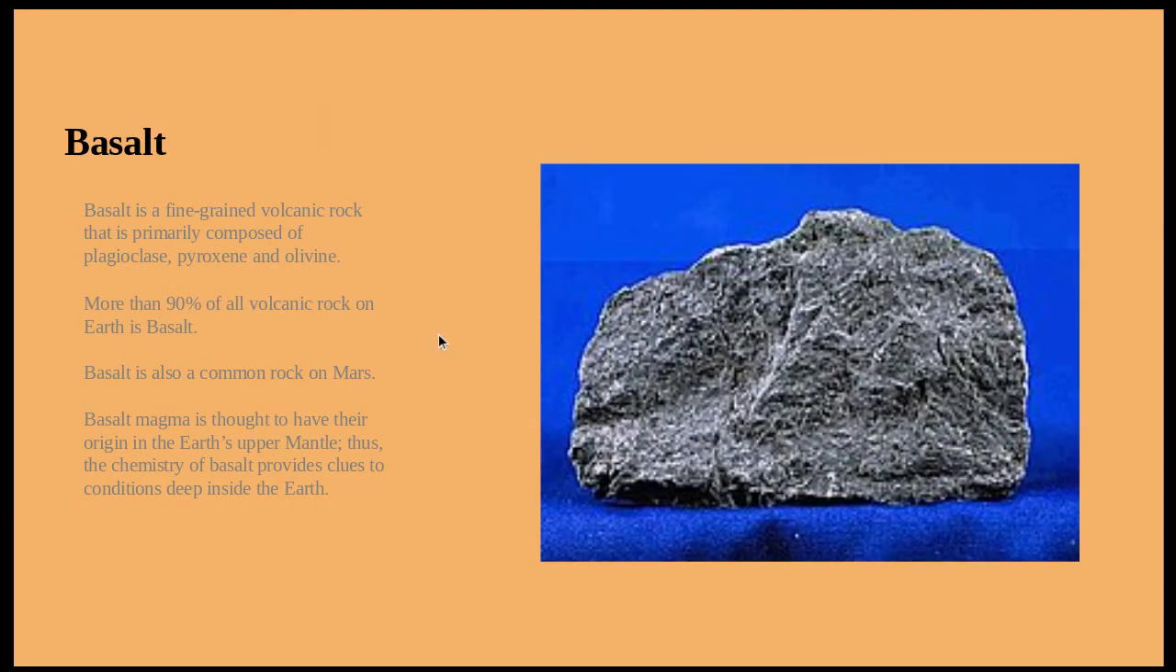Here's an example of an igneous rock, which is basalt. And basalt is just a fine-grained volcanic rock that's primarily composed of plagioclase, pyroxene, and olivine. And more than 90% of all volcanic rock on the Earth is basalt. Okay? It's also the most common rock on Mars, and basalt magma is thought to have its origin in the Earth's upper mantle. Thus, the chemistry of basalt provides clues to the conditions deep inside the Earth. So we're using this as the basis of how we understand what's in the deeper parts of the Earth.